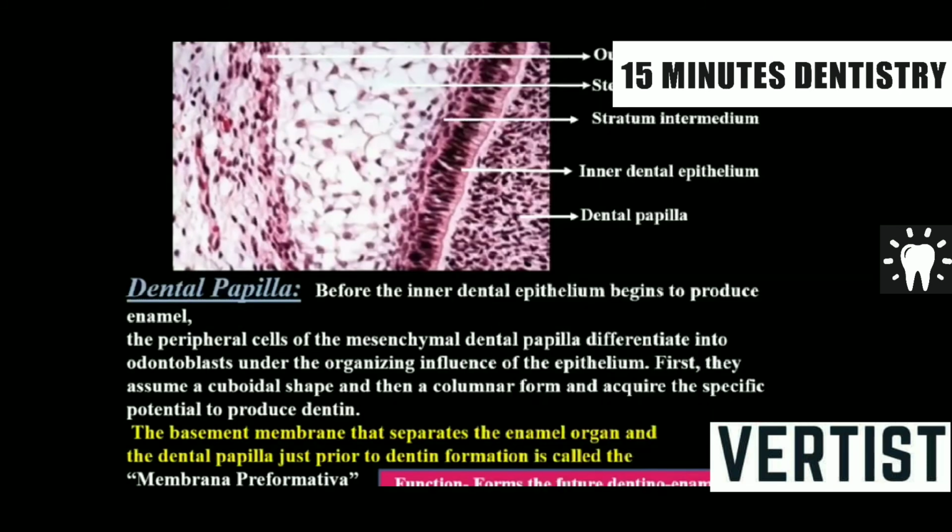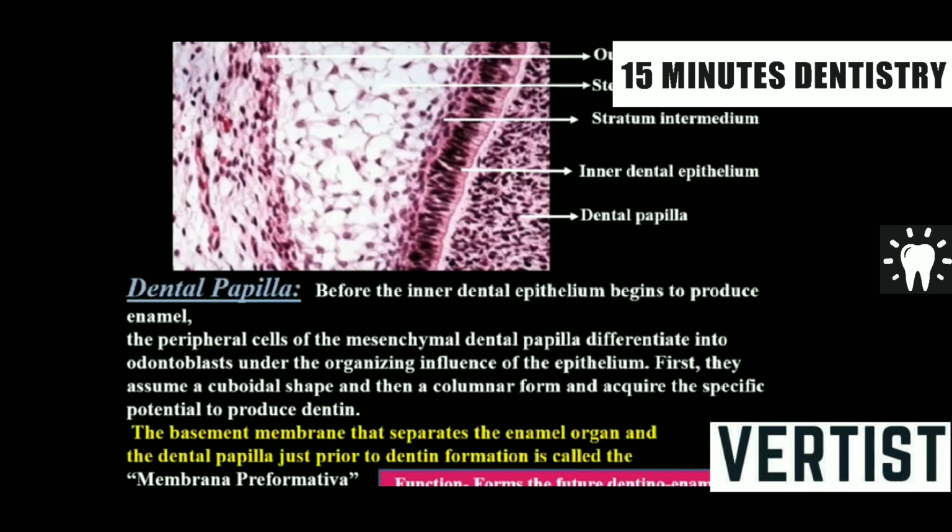Next is dental papilla. Before the inner dental epithelium begins to produce enamel, the peripheral cells of the mesenchymal dental papilla differentiate into odontoblast. Remember one thing, all the enamel is on the surface of the tooth, the first structure which you come across, supported by dentine, but in reality, dentine always forms first. Remember that much. If they ask you in the exam which tissue forms first, you should say dentine forms before enamel, or enamel forms after dentine.